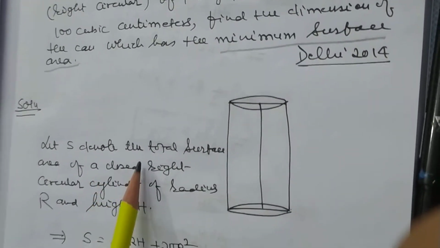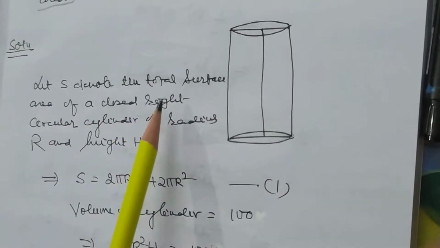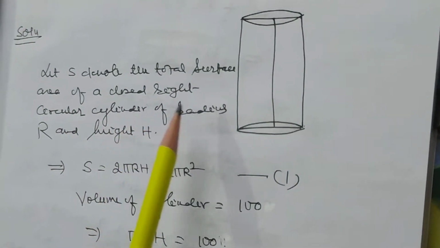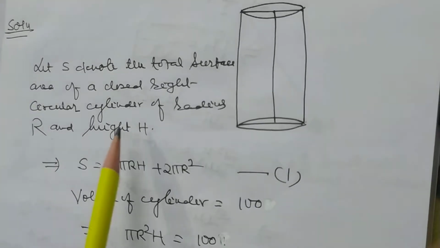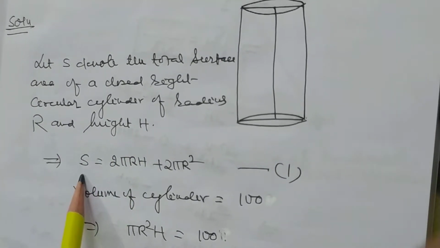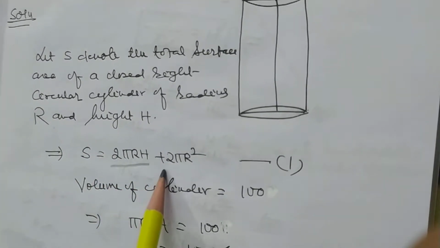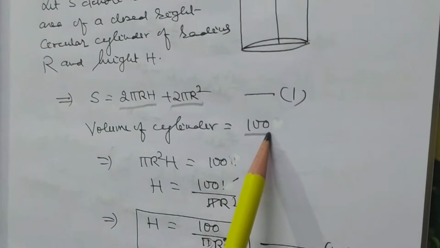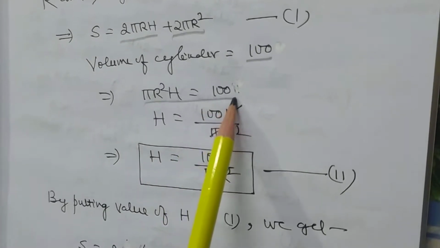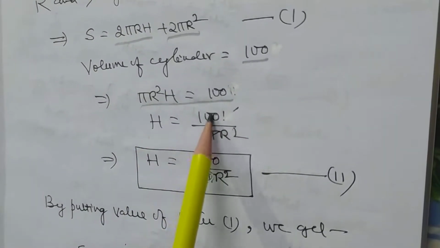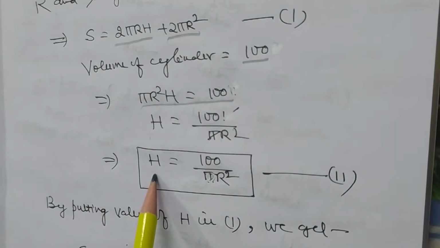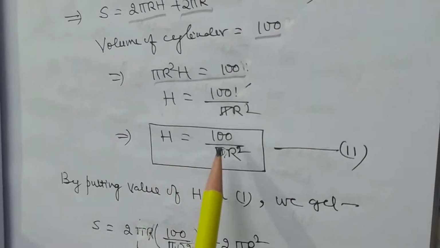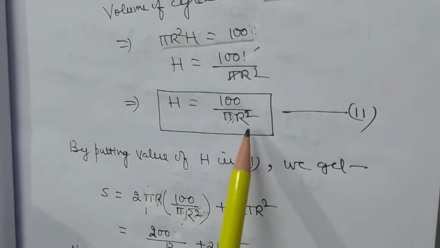Let S denote the total surface area of a closed right circular cylinder of radius R and height h. So S is equal to 2 pi R h plus 2 pi R square. The volume of the cylinder is given as 100, so pi R square h is equal to 100, and h is equal to 100 by pi R square.